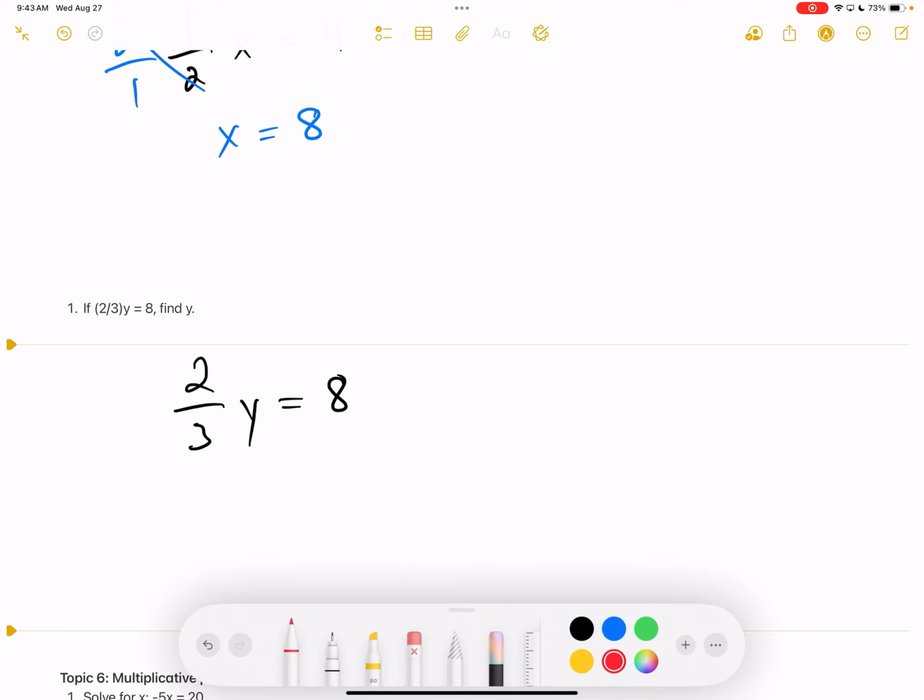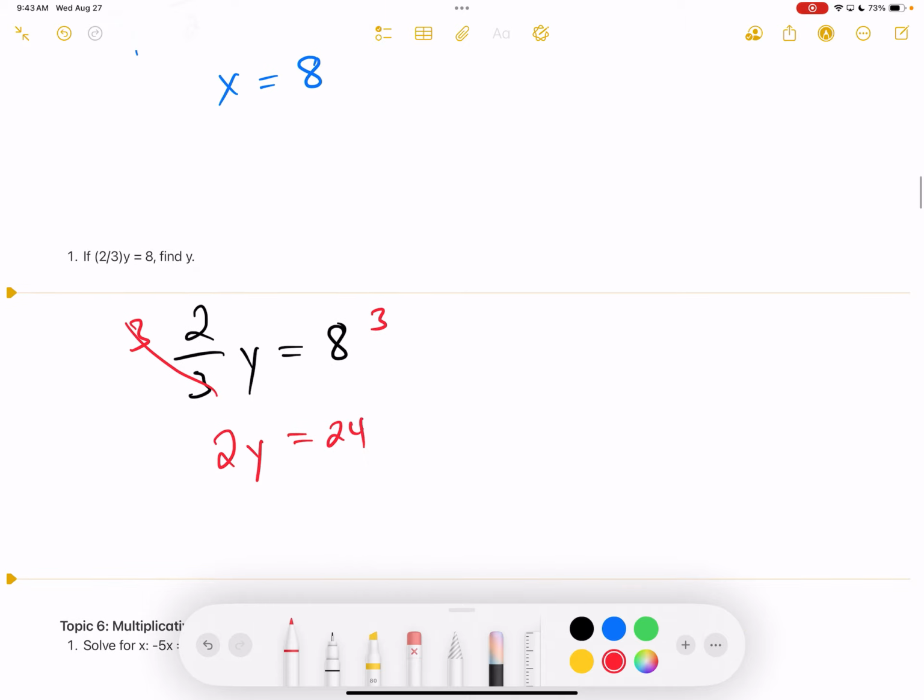So on this one, again, my thought process is get rid of the fraction. I see 2/3, so if I just multiply everything in here by 3, the 3 on top and the 3 on the bottom cancel out. So I'm left with 2y equals 24. And then divide both sides by 2. And y equals 12.